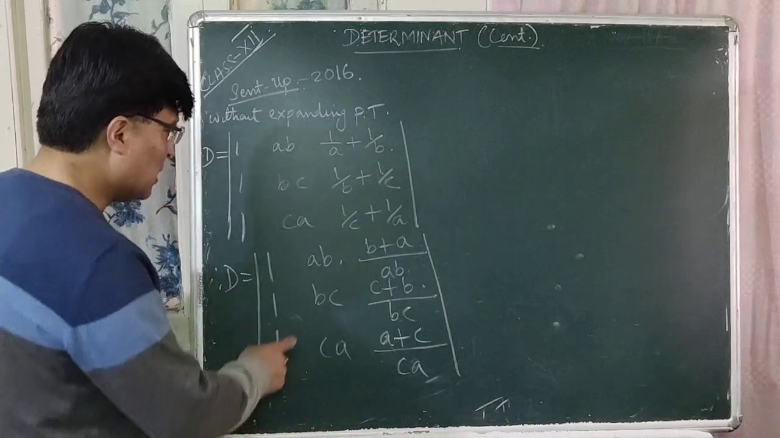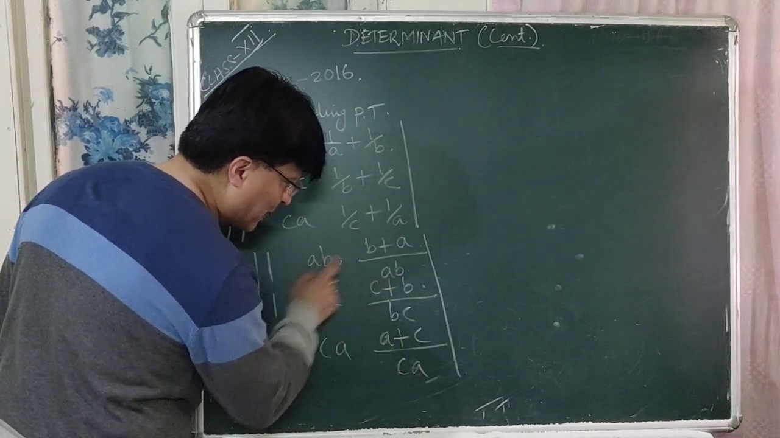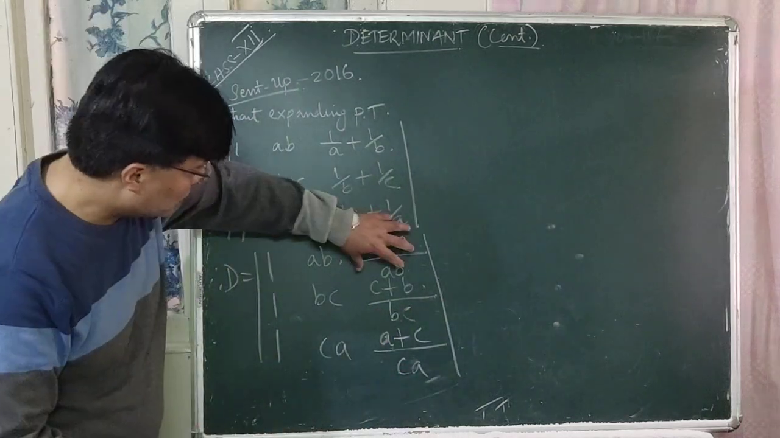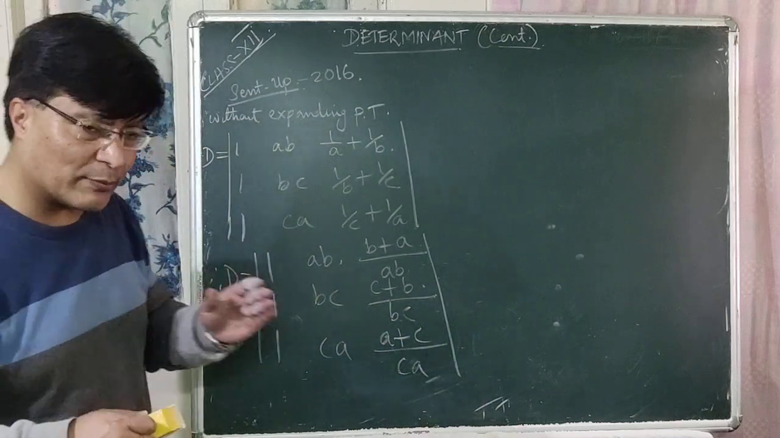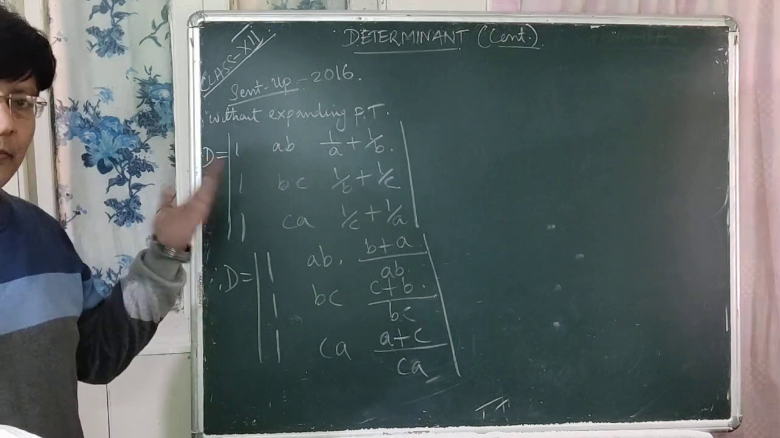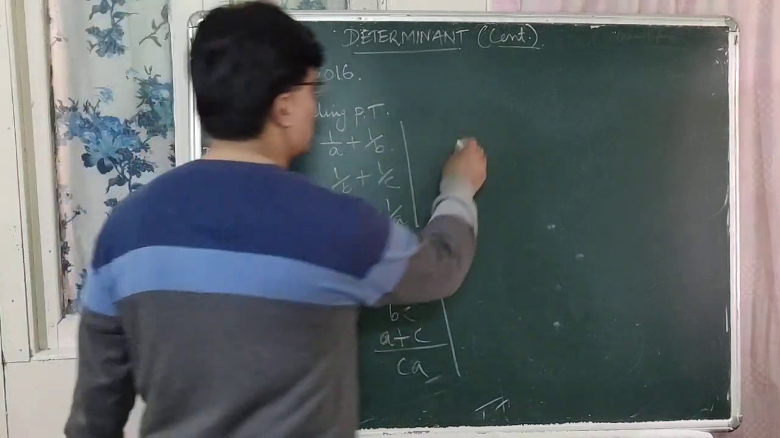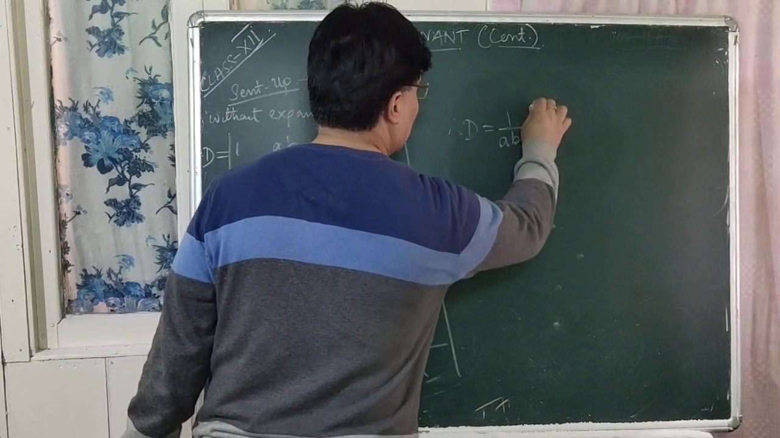But if you multiply by ABC, ABC and ABC, this AB will be cancelled, BC will be cancelled, CA will be cancelled. So each and every term should be multiplied by ABC. So outside the determinant you will write 1 upon ABC. So therefore D is equal to 1 upon ABC.